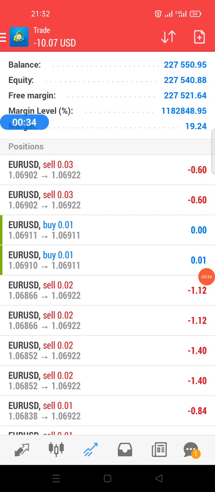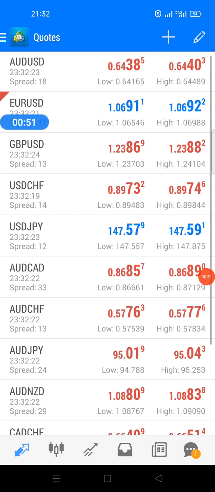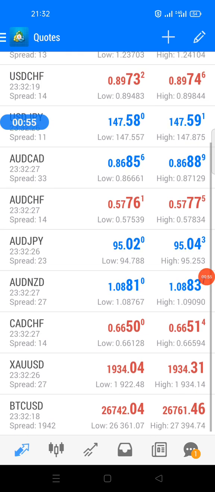Number one, if you look at the bottom of my screen, to the left-hand side where you have the up and down arrow, if you click on it, it shows you the different pairs that we trade.